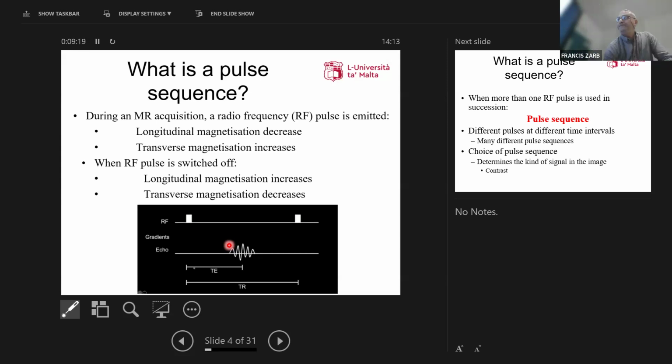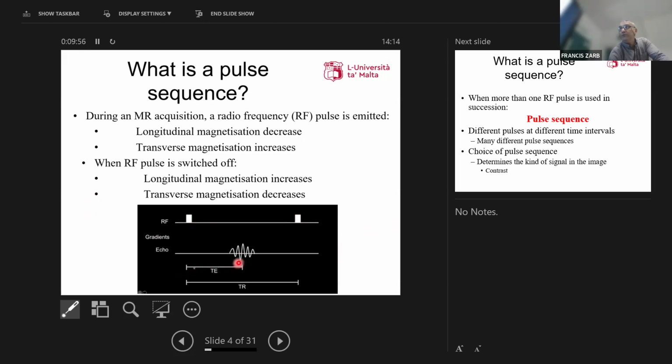So you have the RF pulse, and in between you have an echo. Yet one acquisition is not enough, so you're going to repeat the same thing. You send the RF pulse again, you wait, you receive the echo, and you continue. And you can send as many RF pulses as you like.